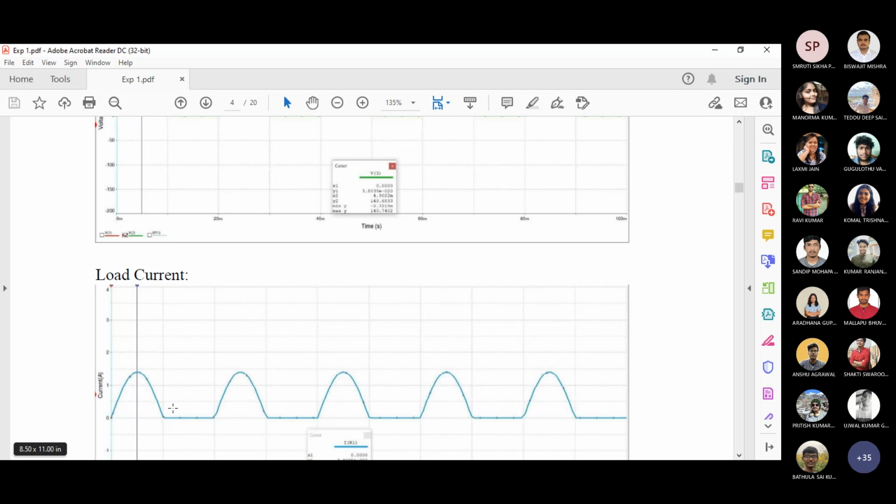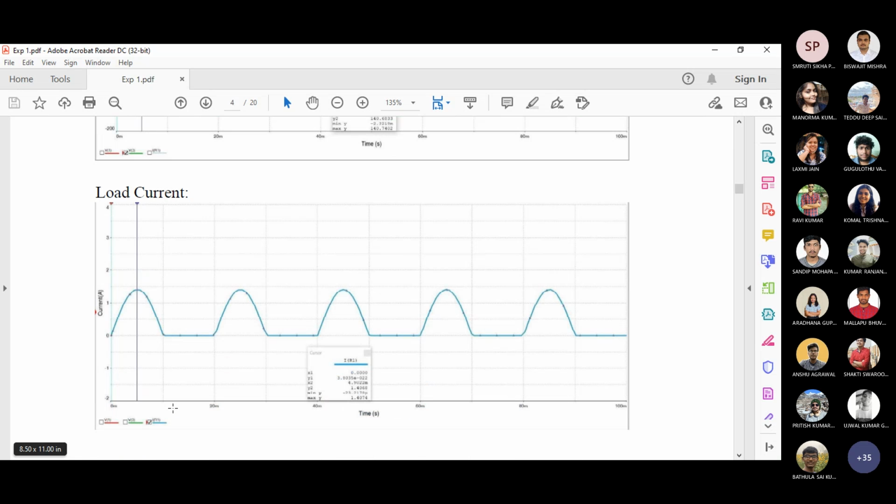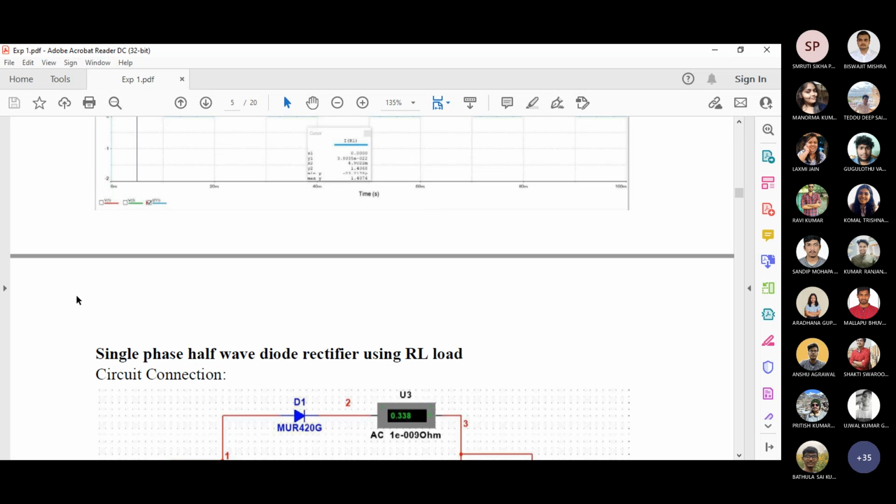Okay, so it's a simple one, and current and voltage are in phase. So here you need to write a comment.